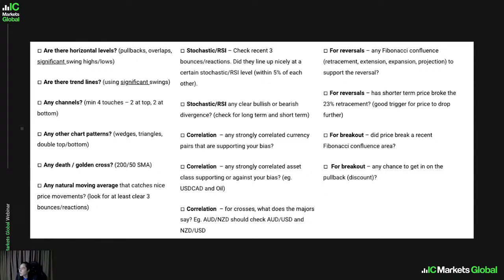Other than that, after we're done doing the technical analysis part, I will then decide whether I want to get in for a reversal or a breakout. Usually I want to get in for a reversal.